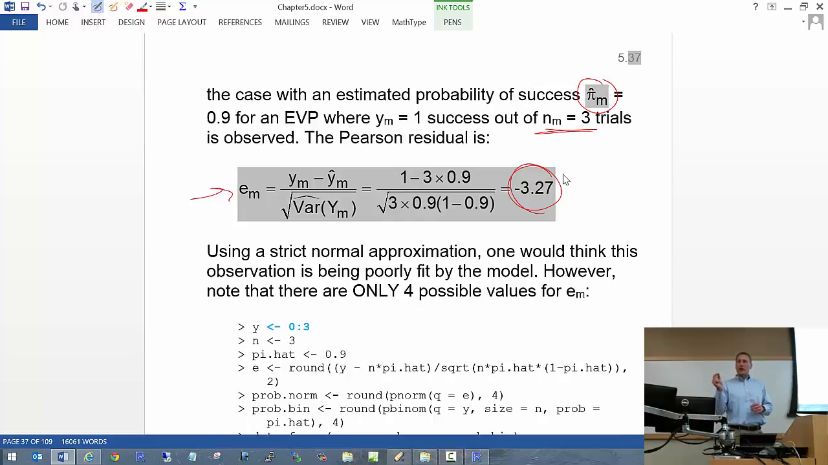The normal distribution is a distribution for a continuous random variable. A binomial distribution is for a discrete random variable. How many possible values of E could there be? 4, when y is equal to 0, 1, 2, and 3. So E sub m actually has a discrete distribution with 4 possible values. But here we are using this continuous distribution, a normal, to essentially estimate the distribution.